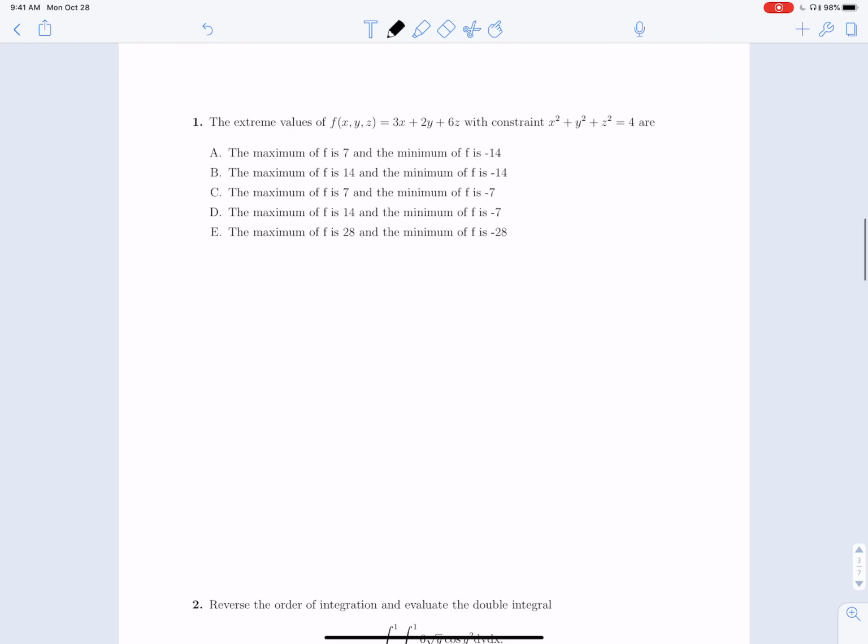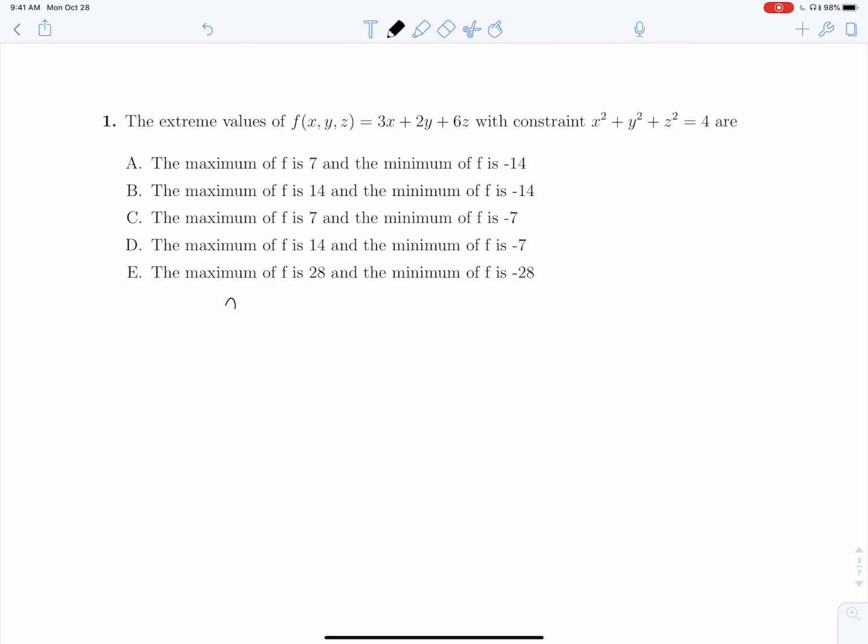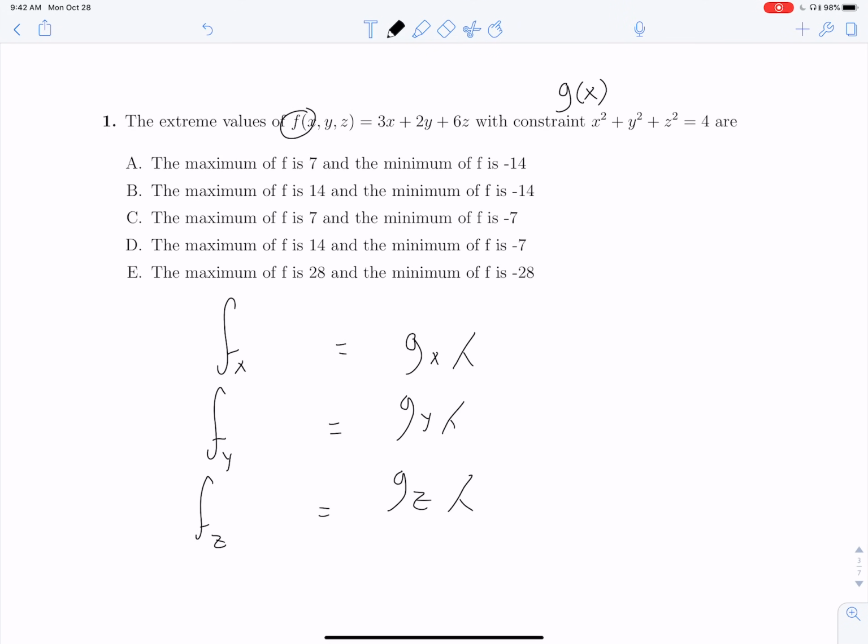So for our Lagrange multiplier questions, we know that we need fx, fy, and fz. So those are the partial derivatives of our function f, which is the function that we're trying to find the extreme values of. And we know that we also have a constraint, g of x, and we need gx, gy, gz. And we know that all of our gx's, gy's, and gz's are going to be multiplied by some constant lambda that allows us to set all of f and all of g equal to each other.